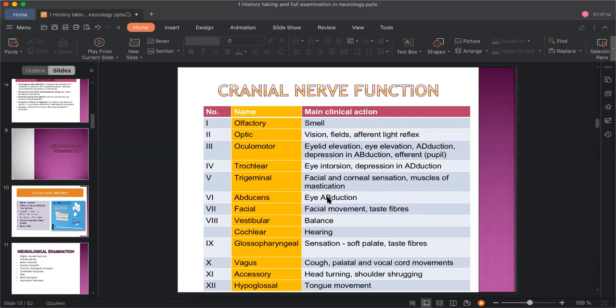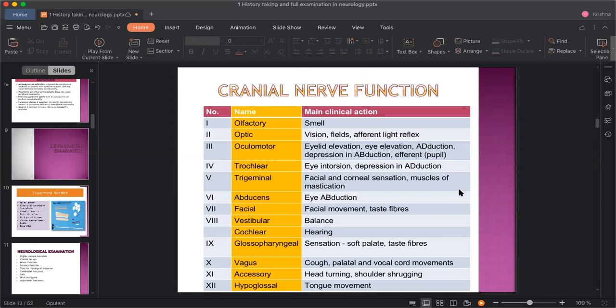The third, fourth, and sixth cranial nerves are examined together because their functions are a bit similar. They all supply extraocular muscles. Now see here, the third cranial nerve or oculomotor nerve has these different clinical actions: eyelid elevation, eye elevation meaning eyeball elevation, adduction, depression, abduction, and the pupillary light reflex, where the efferent part is also done by the oculomotor nerve.